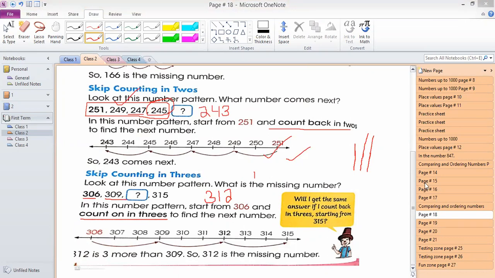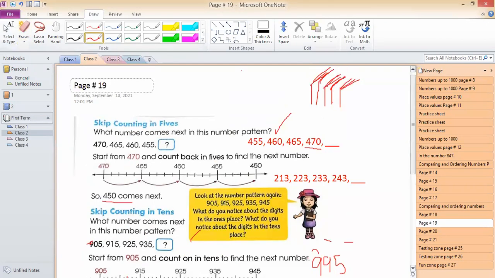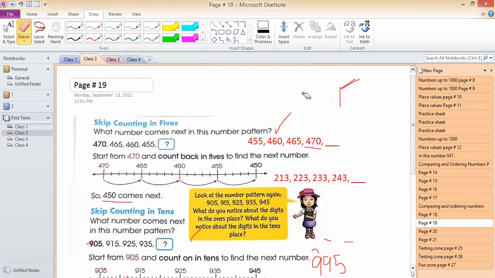That's right. On page number 19, we discuss counting in fives. Counting in fives is also very easy, guys. What you have to do, you can use your 5 fingers, open your 5 fingers, or you can also draw lines 1, 2, 3, 4, 5, or you can use any method to count in fives. Okay, I will give you easy examples.